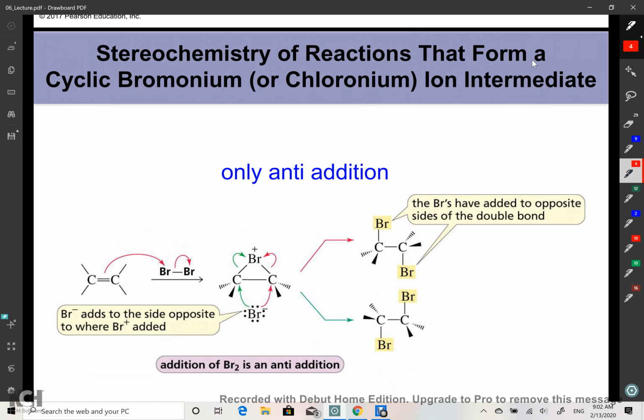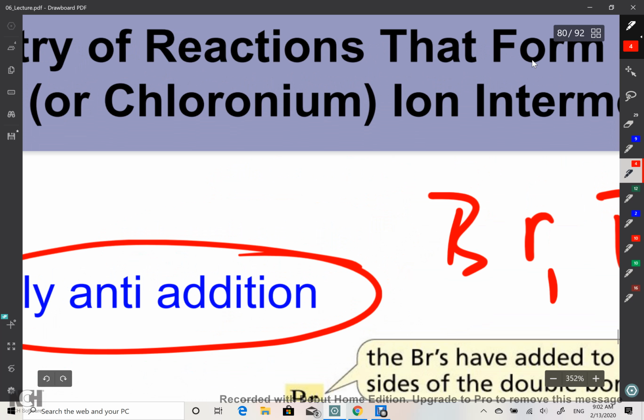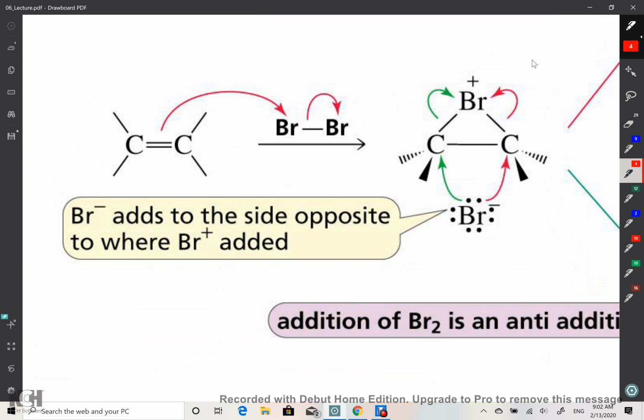Vicinal bromination is an example of an anti-addition. It means that you are adding two bromines. And that vicinal bromination is anti, meaning that one bromine adds above, the other bromine adds below. You can understand it if you have a look at the mechanism. If we take a critical look at the mechanism, it goes through the formation of a bromonium ion. The bromonium ion is a kind of triangle.